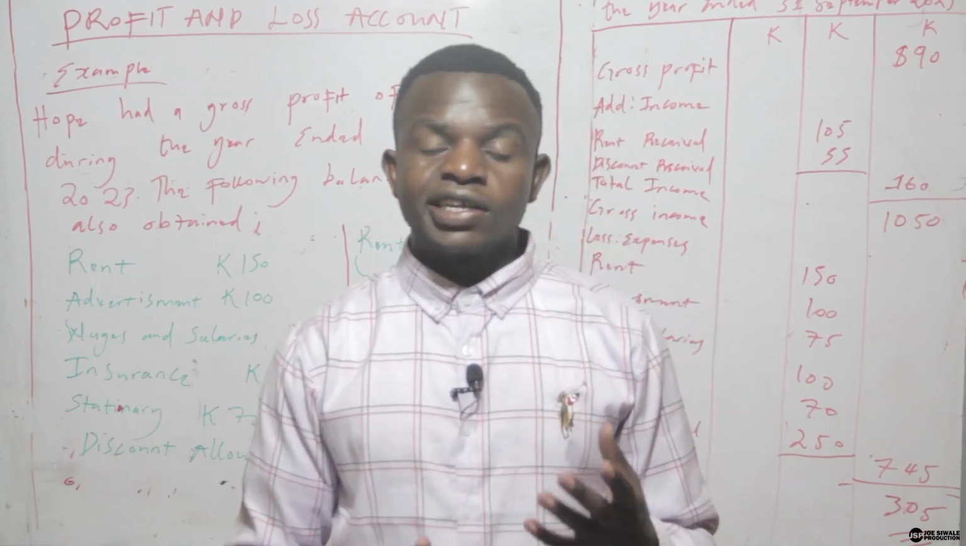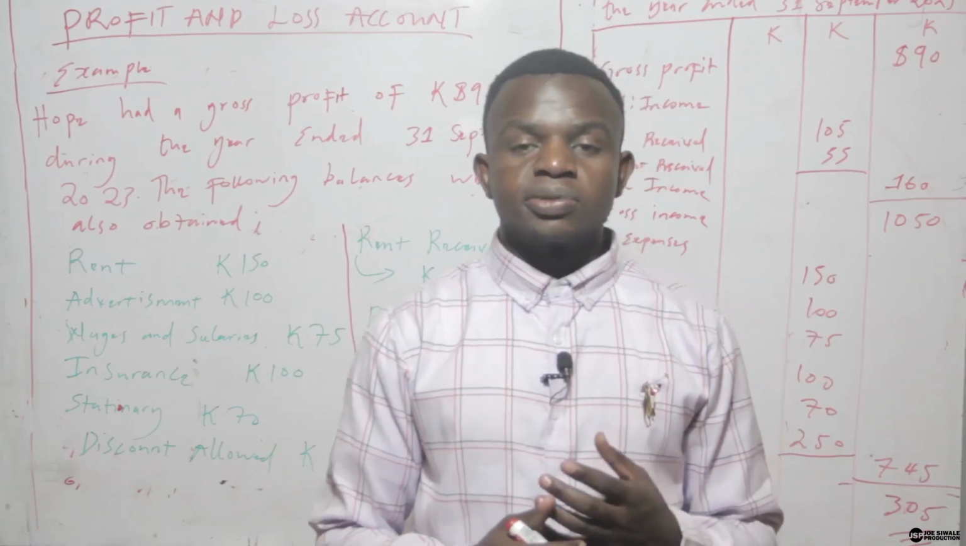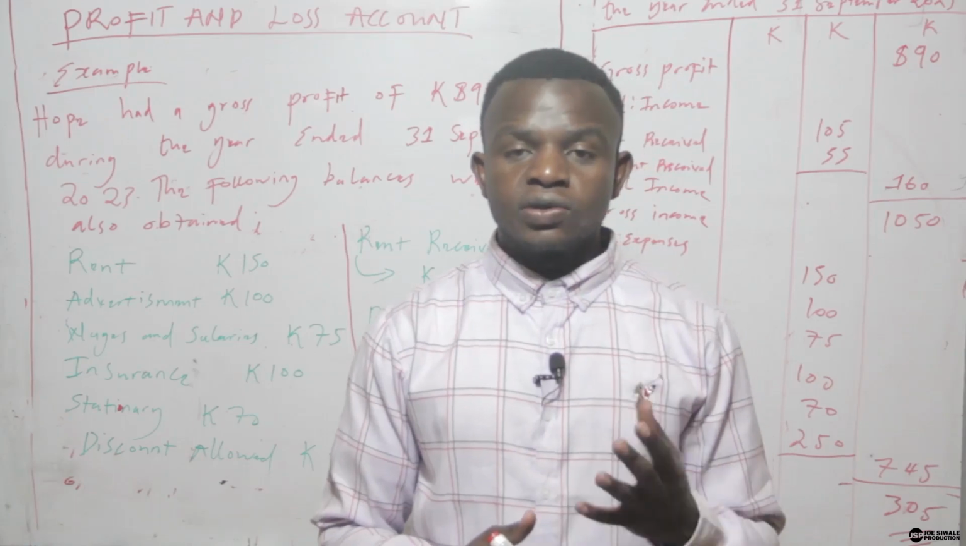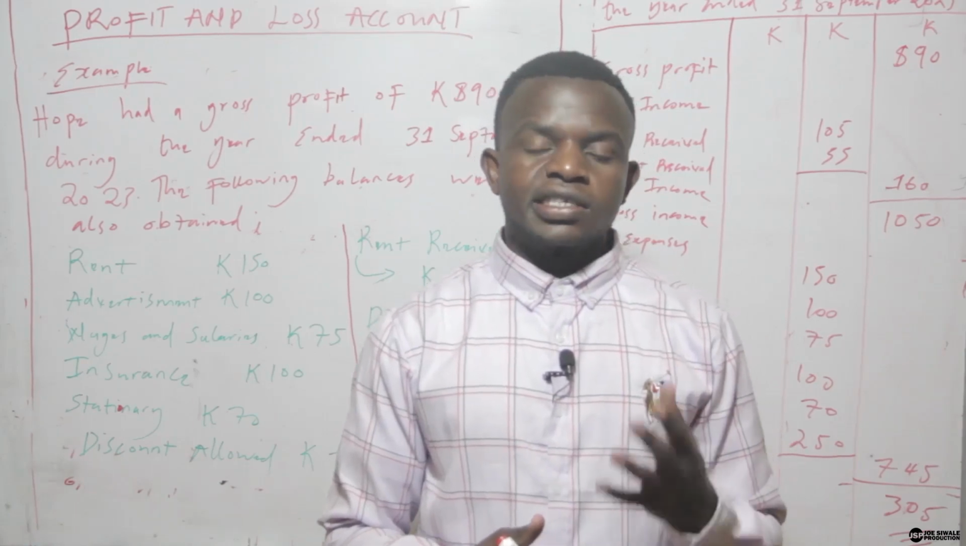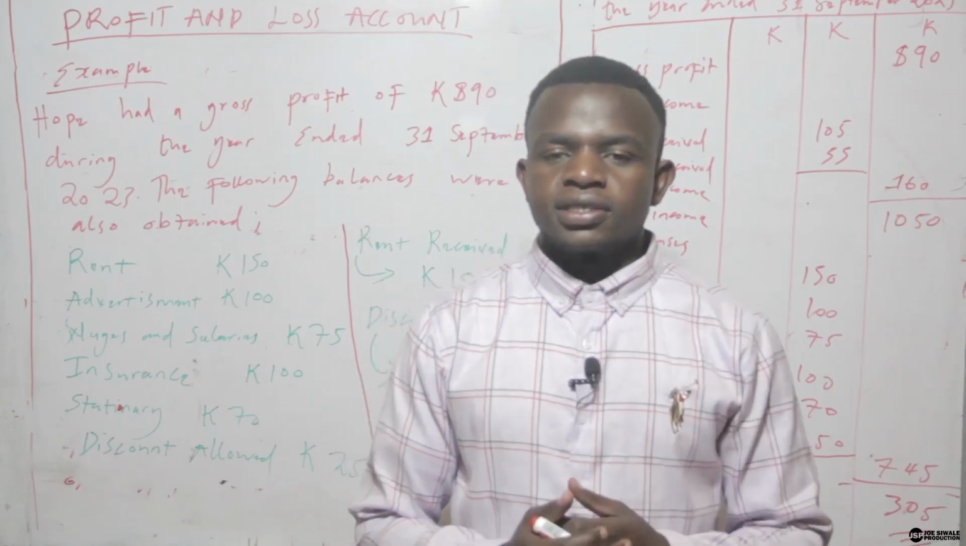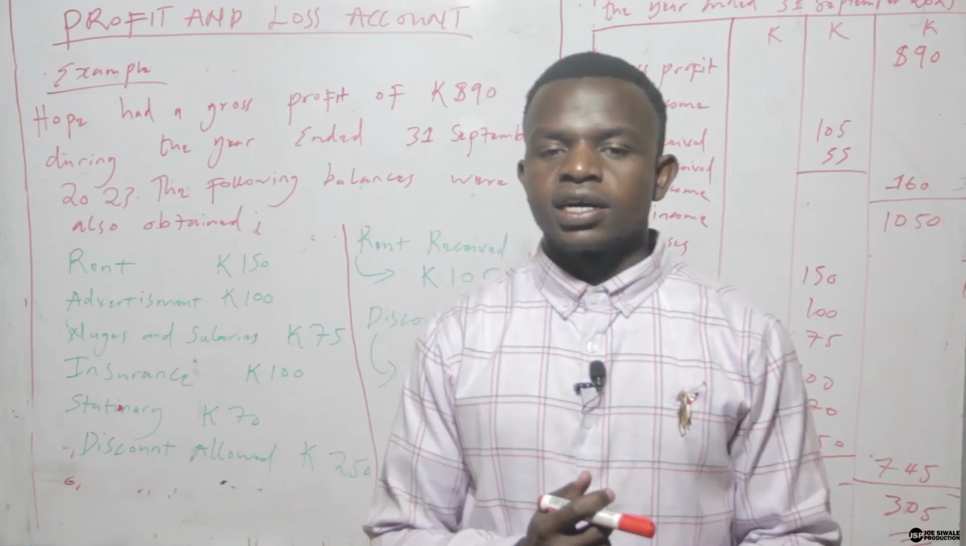But in the case whereby you have additional or supplementary income, you're supposed to add the additional supplementary income to the gross profit. That is going to give you the gross income. Then after calculating the gross income, you say minus operating expenses. So that's a summary of the profit and loss account.